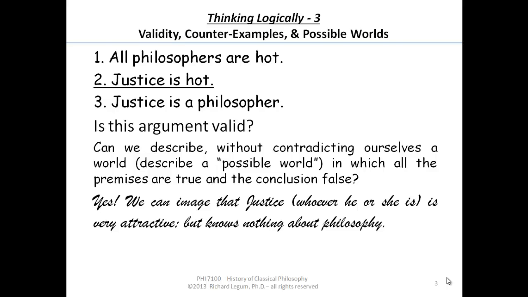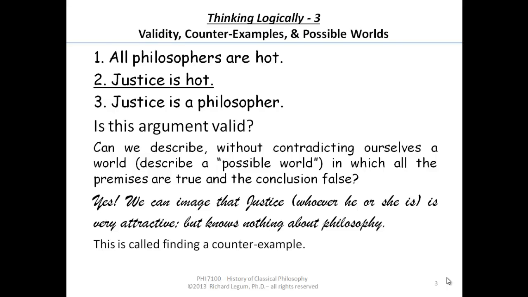That is, we're imagining a possible world. That is, we're not contradicting ourselves. Where all philosophers are hot, extremely attractive, and this person, Justice, happens to be hot, but he or she is not a philosopher, just doesn't know anything about philosophy. Well, I think we can describe that without contradicting ourselves. So this is what we call finding a counterexample, or using a counterexample to show that a certain argument is invalid.